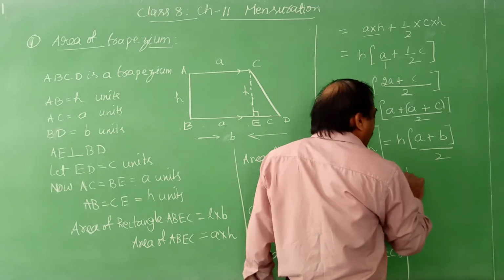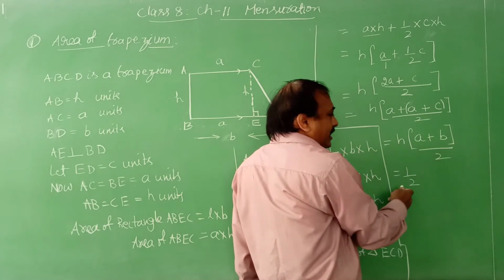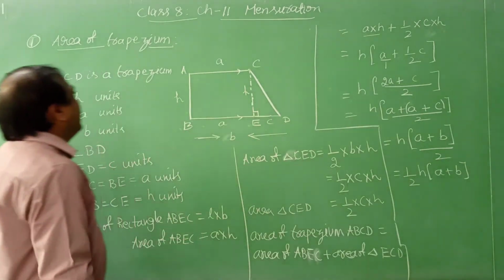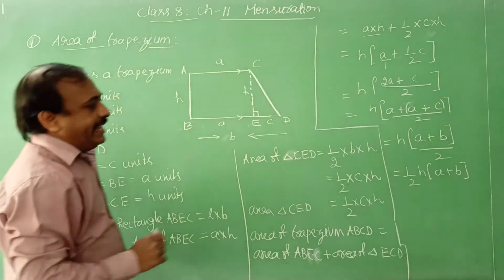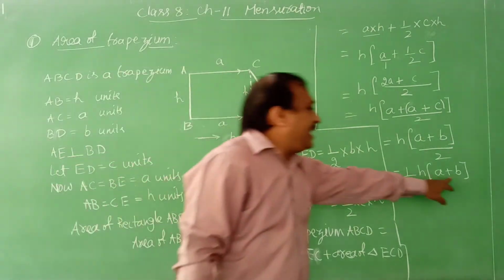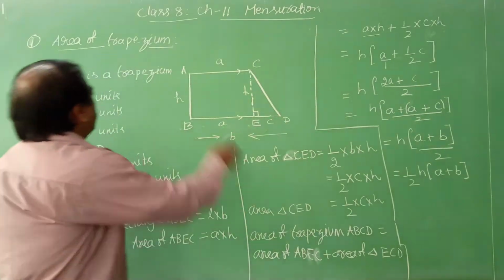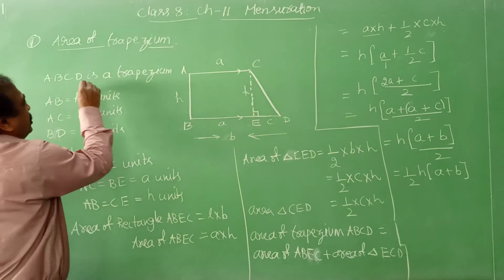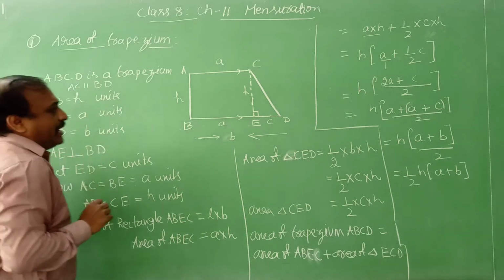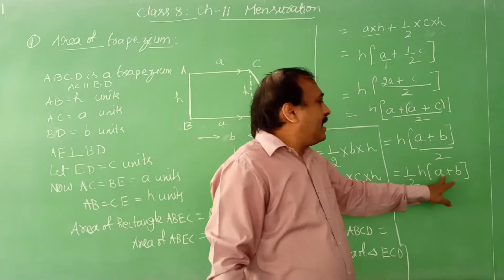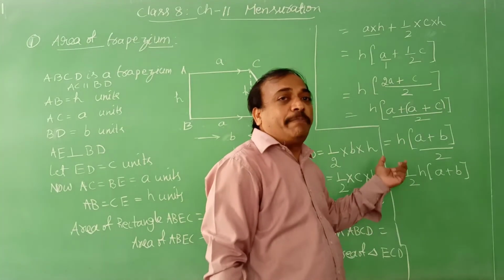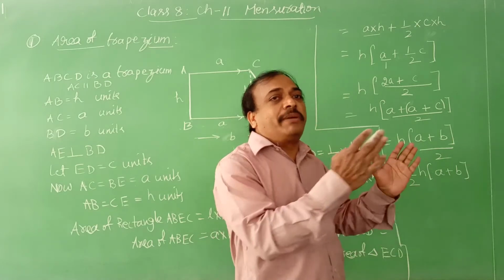So similarly, we write half, this 2 I am writing outside, half H into A plus B. What are A and B? A and B are parallel sides. See, A is the distance from A to C, B is the distance from B to D. So ABCD is a trapezium in which AC is parallel to BD. So parallel sides, half into H, A plus B. Half of the product of height and sum of the parallel sides.